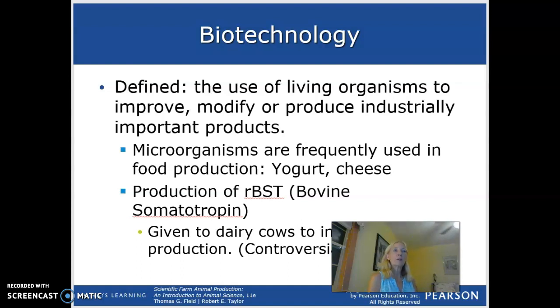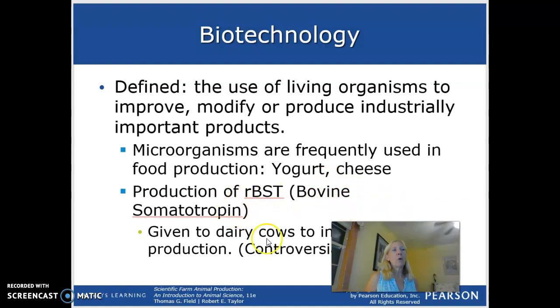So a lot of times we use bacteria to create lots of kinds of foods that we eat. So yogurt, we have the acidophilus bacteria. In cheese, we have cheese cultures that the cheese manufacturers are really proud of for their fancy French cheeses and things like that, or Dutch cheeses. But those microorganisms are introduced to cause fermentation or some other process. So it's bacteria.